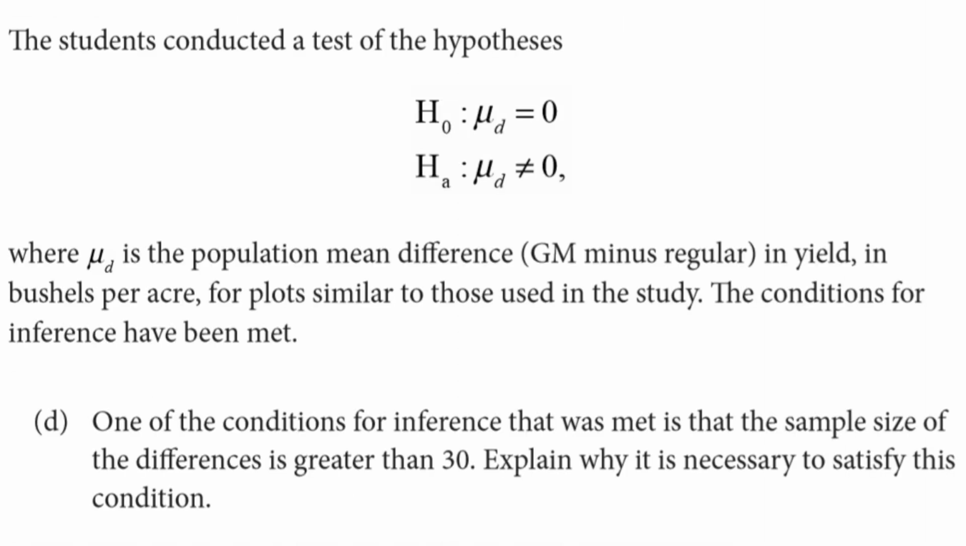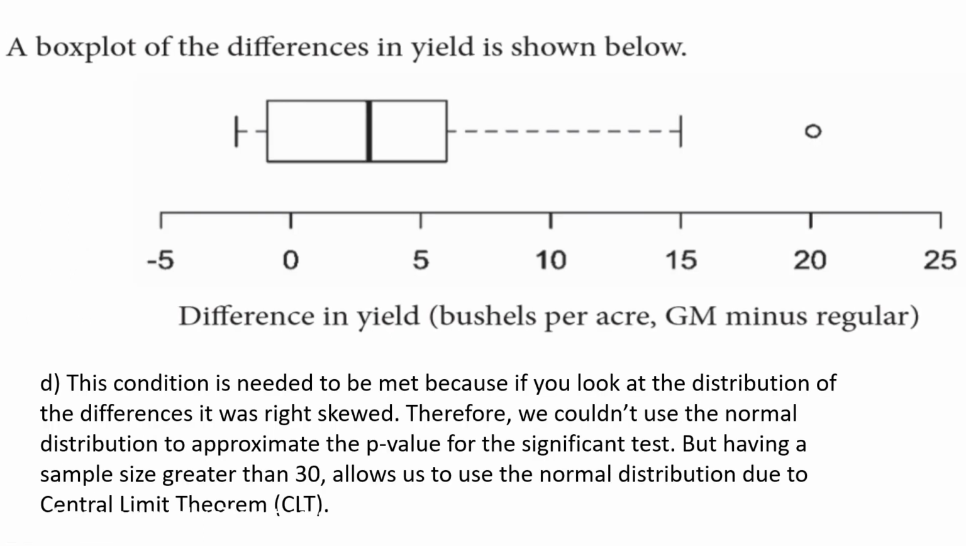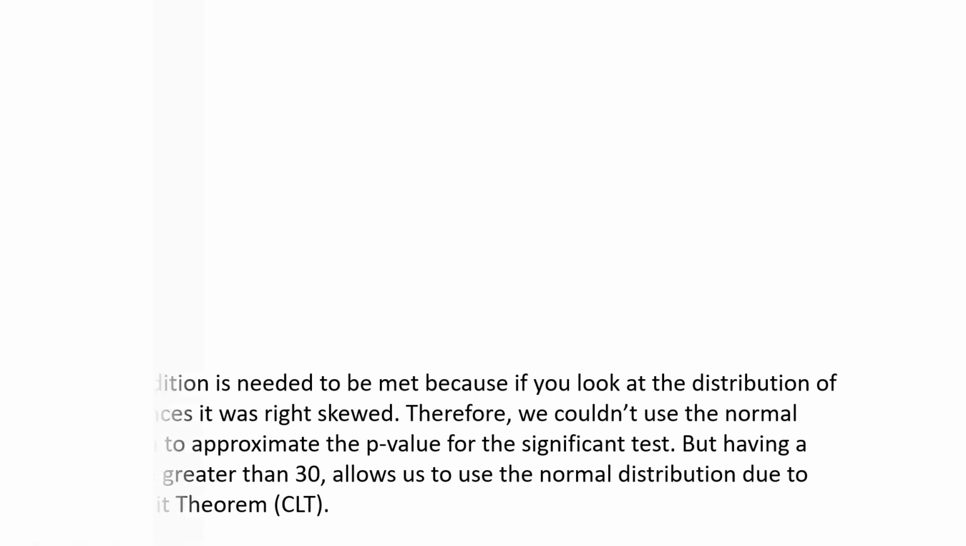Part D. One of the conditions for inference that was met is that the sample size of the differences is greater than 30. Explain why it is necessary to satisfy this condition. This condition needs to be met because if you look at the distribution of the differences, it was right skewed. Therefore, we couldn't use a normal distribution to approximate the p-value for the significance test. But having a sample size greater than 30 allows us to use a normal distribution due to the central limit theorem.